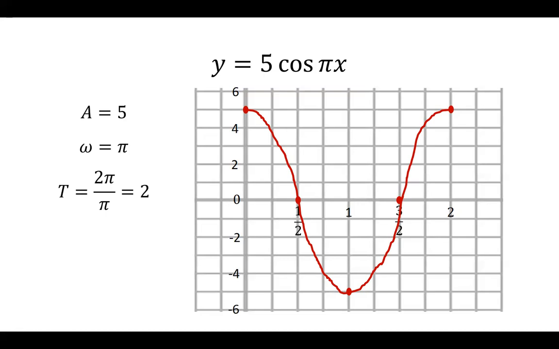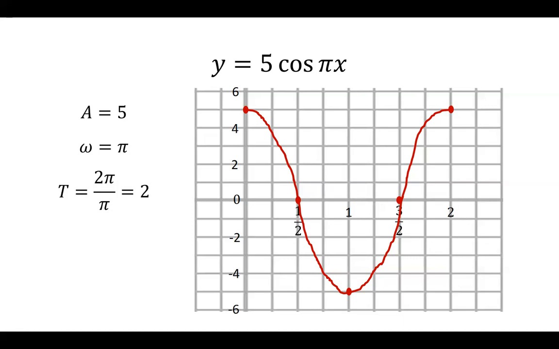So when graphing sine or cosine in the form A cosine omega x or A sine omega x, A gives us our magnitude, our amplitude. So that's going to give us our maximum value and minimum value. If there's a negative sign in that, then we would just flip that over and our graph would just be upside down.